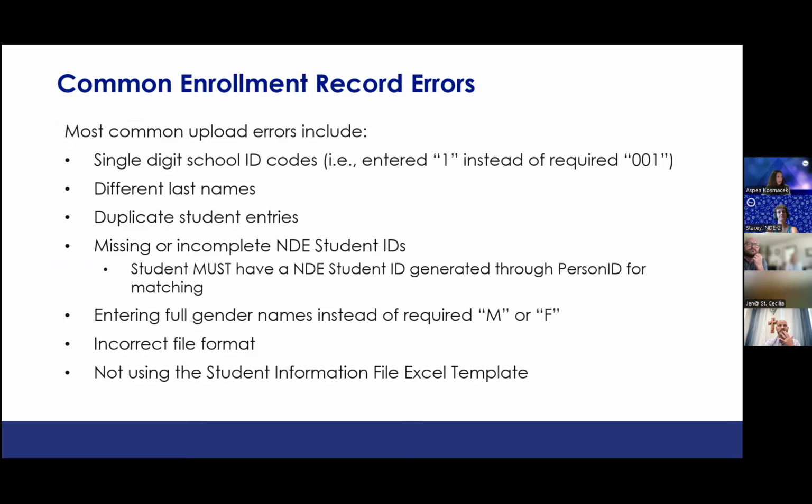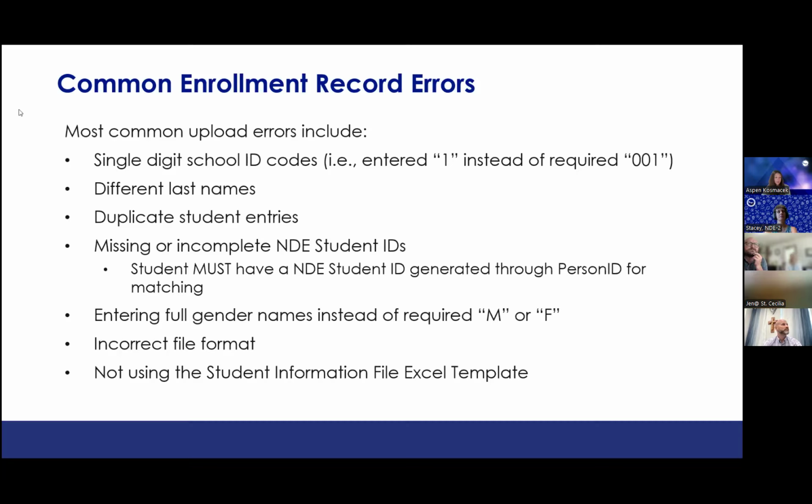So common enrollment record errors, and again, this would be specific to that Excel template through CMP. This slide highlights frequent issues that may affect successful data submission. You'd want to ensure that your school building codes are entered as a 3-digit number, such as 001 or 002, and this aligns with the building number and advisor person ID. But any single digit entries would cause an upload error.